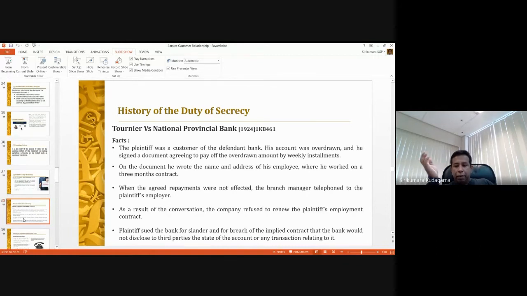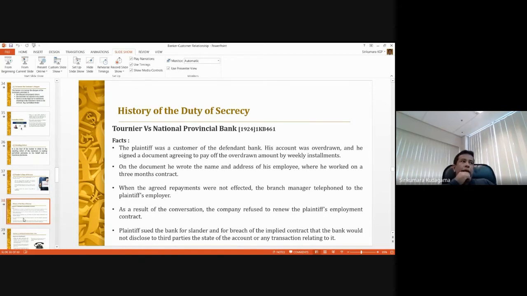Then the bank manager thought of recovering the money due from this customer, Tournier, and he thought that if he's not going to pay, why can't I call his employer? Because the employer's name is there, and we'll tell the employer about this man. So the bank manager informed the employer that this particular person has defaulted on the bank and this is his problem, and all these things were informed to the employer.